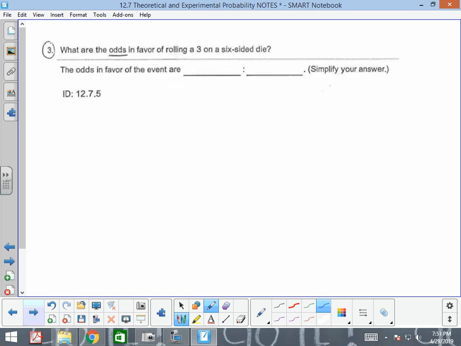What are the odds in favor of rolling a 3 on a 6-sided die? So we have 6 sides, and on each side are the numbers from 1 to 6. The odds in favor of rolling a 3: there's only one 3, so that's 1. And the odds of not rolling a 3: there are 5 other ways. We can roll a 1, a 2, a 4, a 5, or a 6. So the odds in favor of rolling a 3 is 1, and the odds unfavorable would be 5.